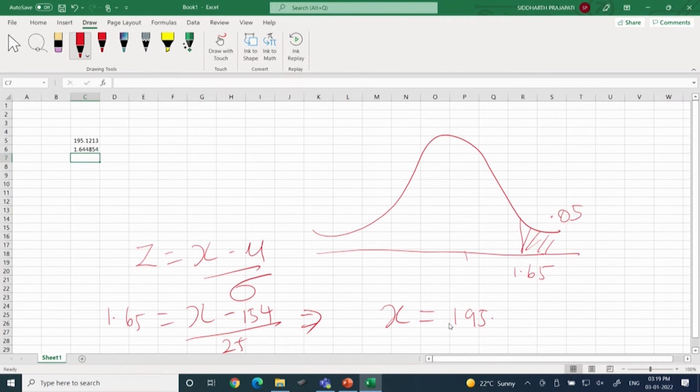What are the both ways? There are two formulas in Excel. One is NORM.INV, otherwise NORM.S.INV. Okay. Now, I will go back to the presentation.